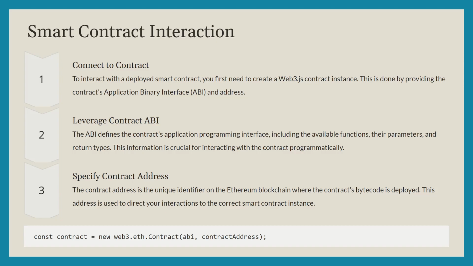Next we have to specify the contract address. The contract address is the unique identifier on the Ethereum blockchain where the contract's bytecode is deployed. This address is used to direct your transactions to the correct smart contract instance. So const contract equals new web3.eth.Contract, you specify the ABI, application binary interface, and the contract address.